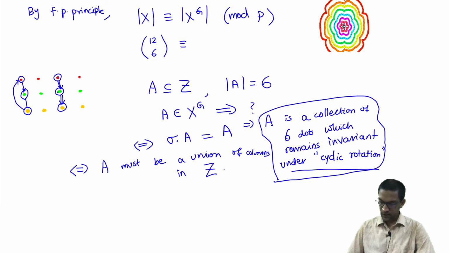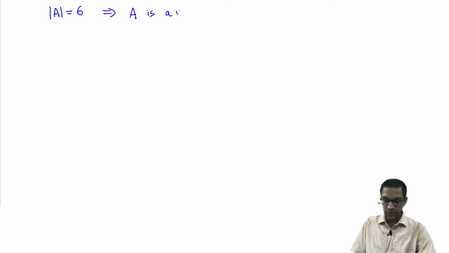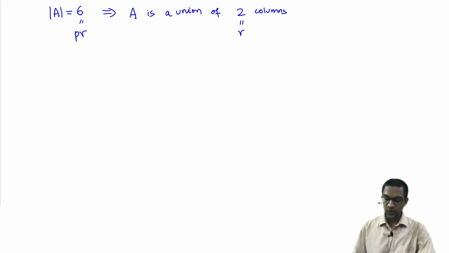Now what does that mean? A had 6 elements, remember, and since the cardinality of A is 6 and it's a union of columns, A must be a union of how many columns? Well, each column has size 3, so it must be a union of 2 columns. Observe this is exactly the number r that we are talking about. 6 is the number pr. If you did this in general, each column has p dots and A was a subset of cardinality pr. That means A must be a union of r columns in general. In our example, it is a union of 2 columns.